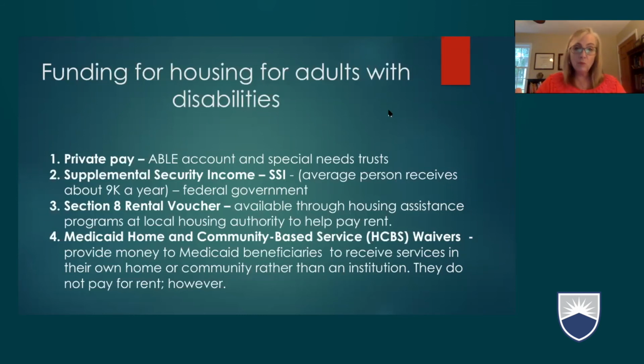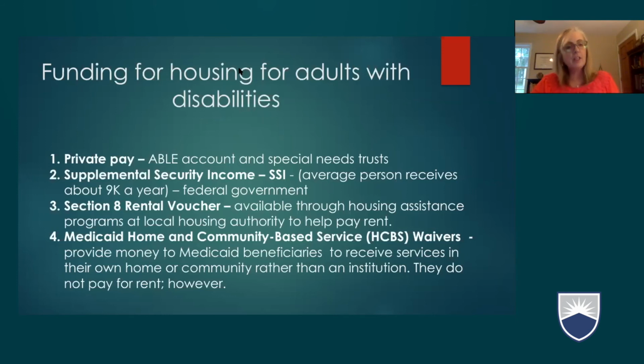Now, something I am really quite familiar with are the Medicaid home and community-based service waivers, or HCBS. What happens is that they provide money to Medicaid beneficiaries to receive services in their own home or community rather than an institution, but they do not pay rent and mortgage, okay? So they are really about the services that allow the individual to live outside of an institution or a private home.